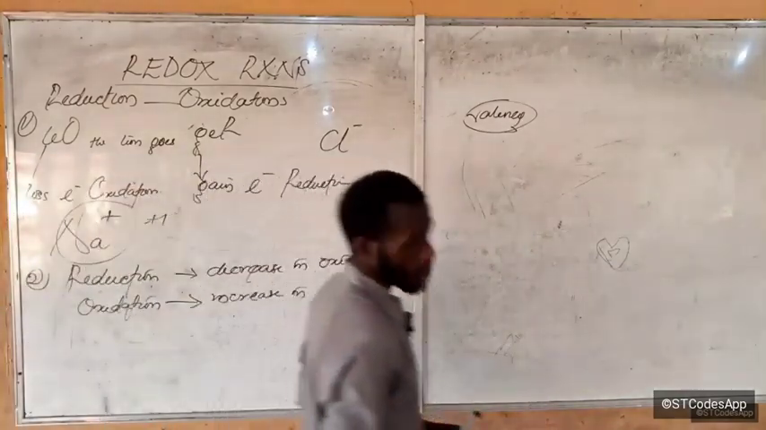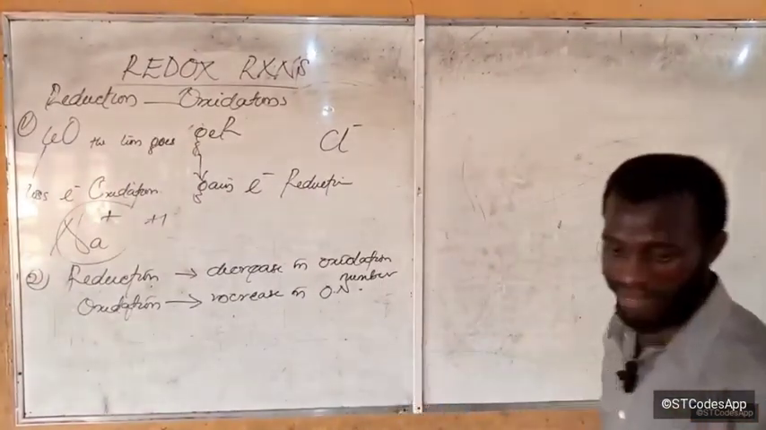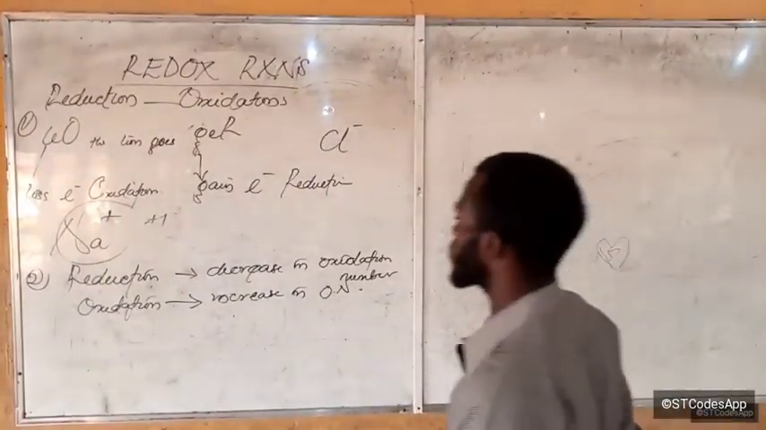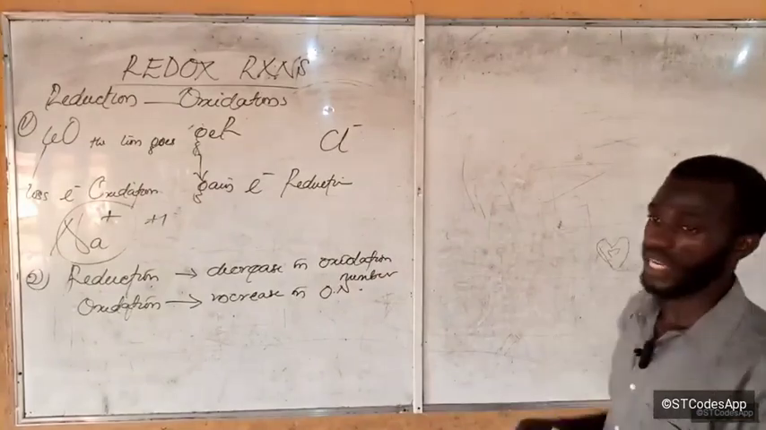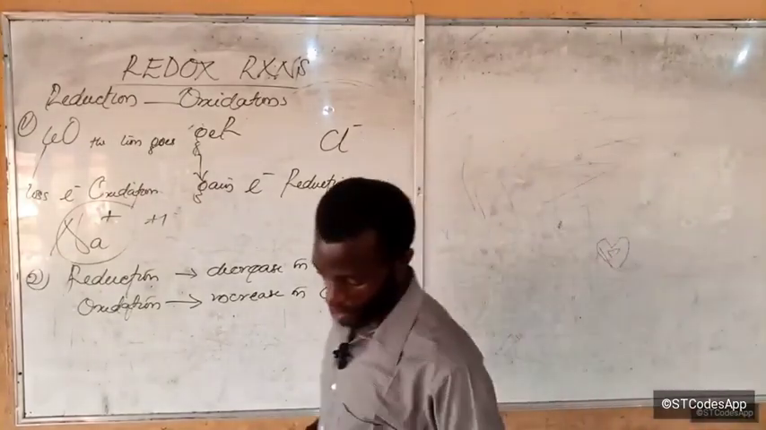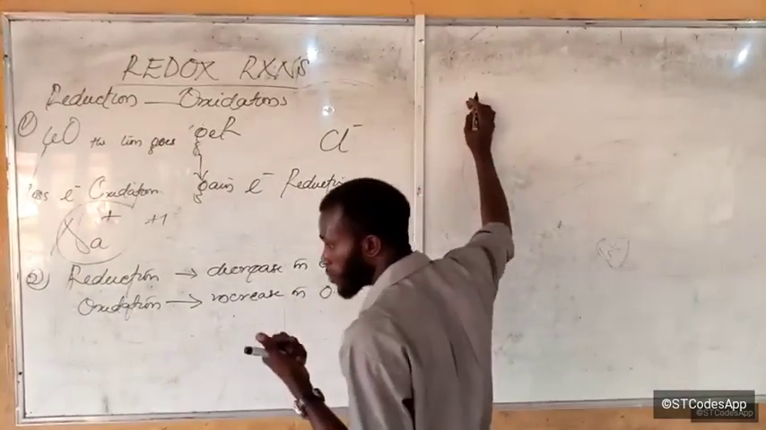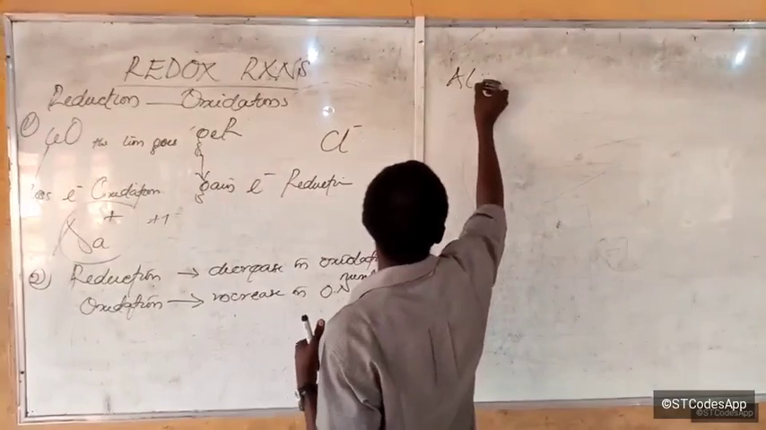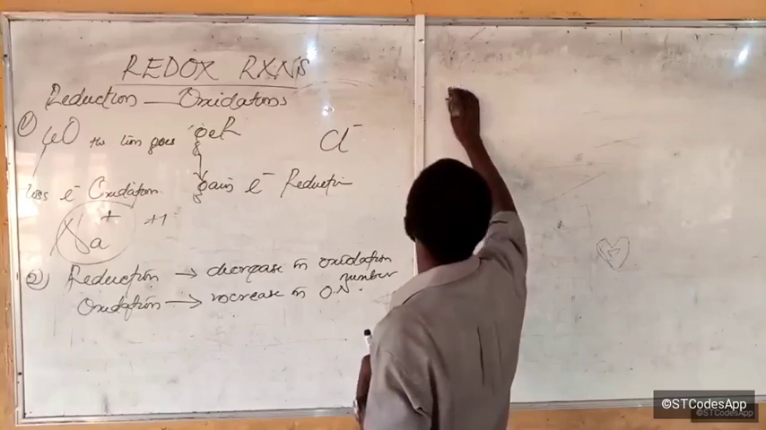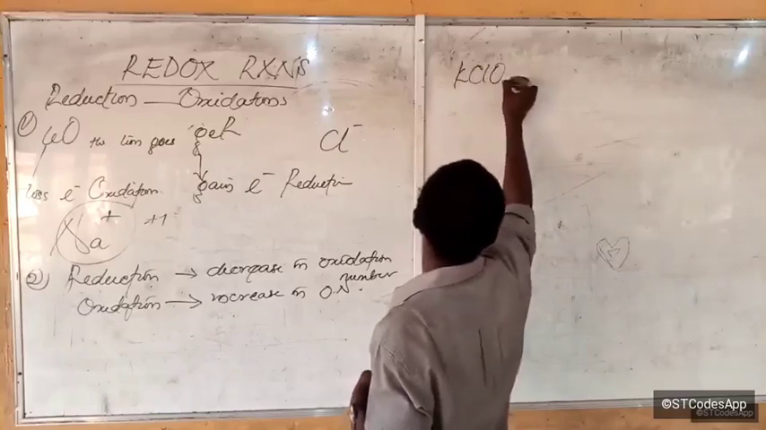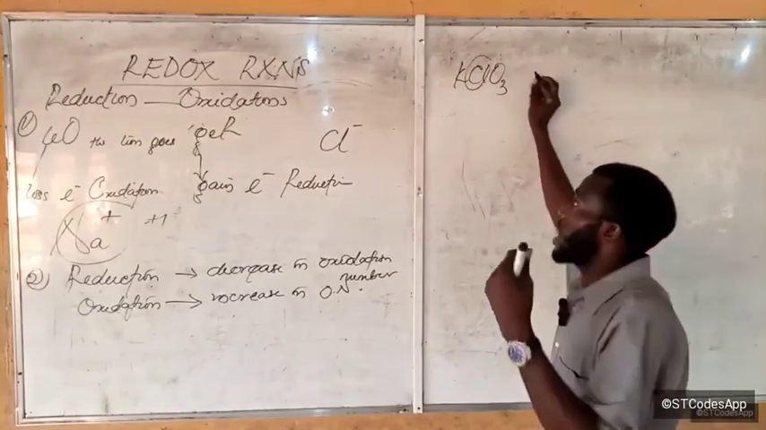Is that okay? Good. So now, what is the effect of these things? If I ask you to find the oxidation number of an atom inside a compound, how do you do that? For example, if I ask you to find the oxidation number of chlorine in, for example, AlCl3, and for example, KClO3, if I ask you to find the oxidation number of chlorine in this compound, how do you do that?